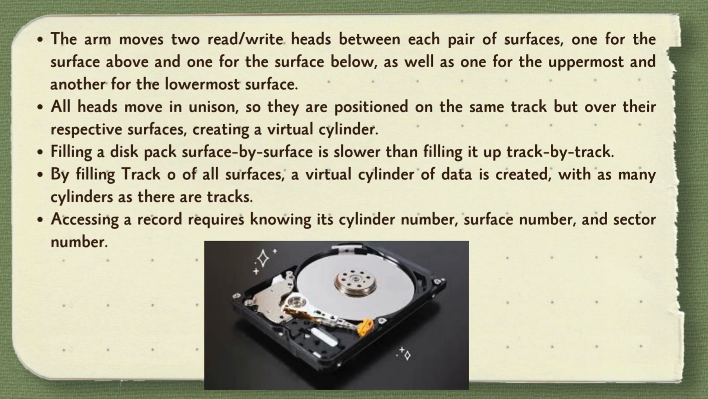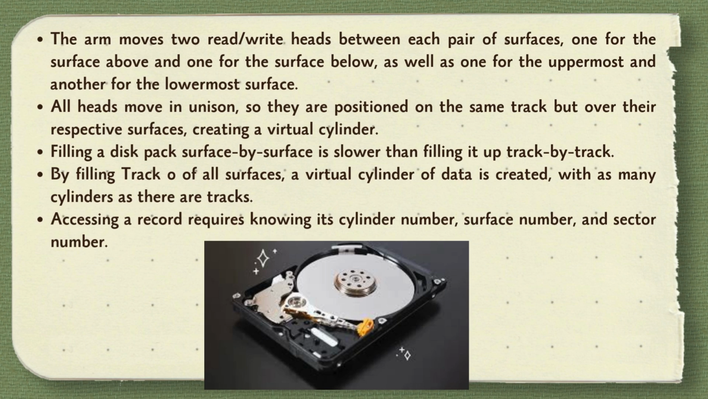The picture below shows the arm. The arm moves the read or write heads between each pair of surfaces, one for the surface above and one for the surface below, as well as one for the uppermost and another for the lowermost surface. All heads move in unison, so they are positioned on the same track but over their respective surfaces, creating a virtual cylinder. Filling a disk pack surface by surface is slower than filling it track by track.